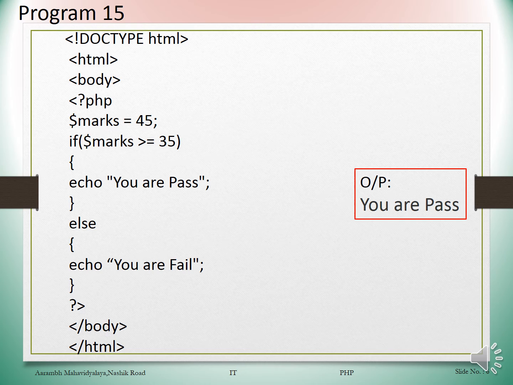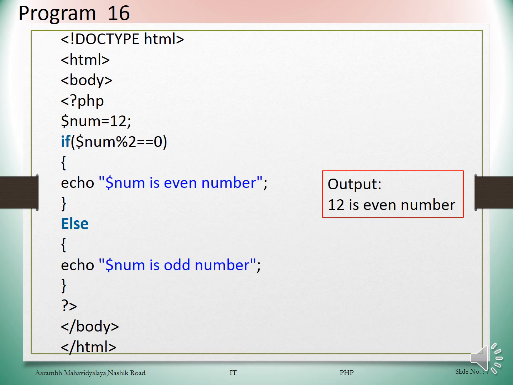Here, just like the previous program, our input variable value is greater than the currently provided value. Therefore, it will execute the first part of the if statement, that is you are pass. If our condition is false, then it will go for the else part, that is you are fail. One more example, even odd number.